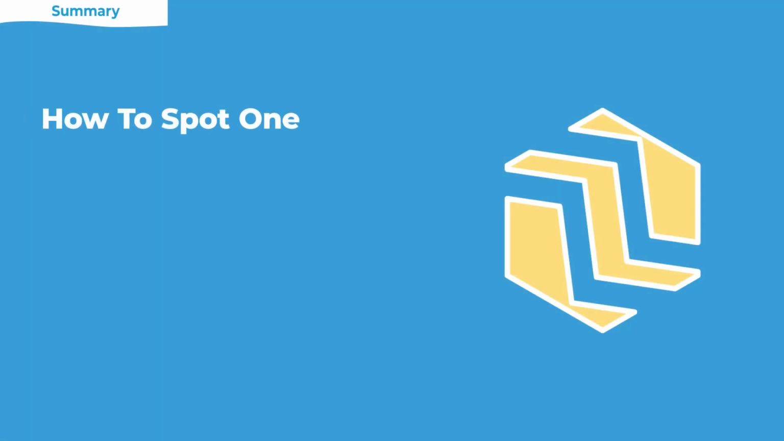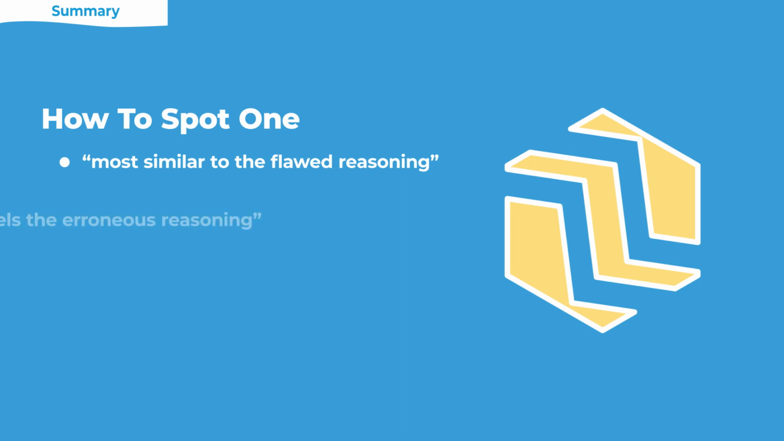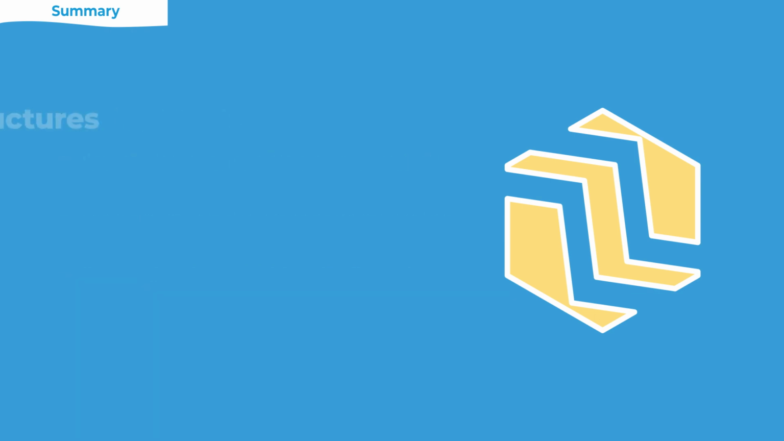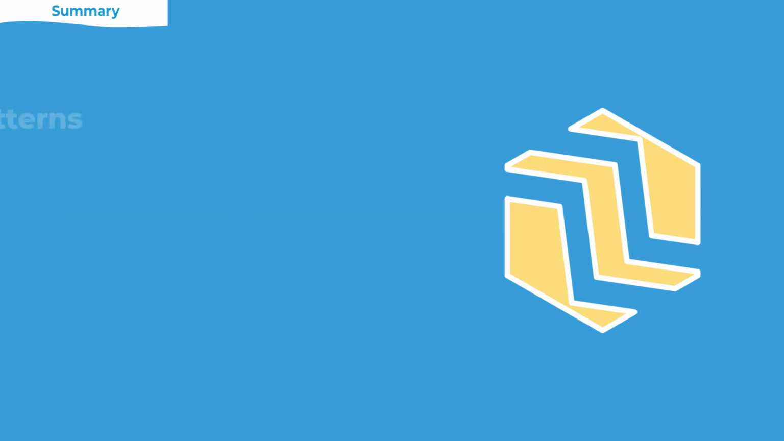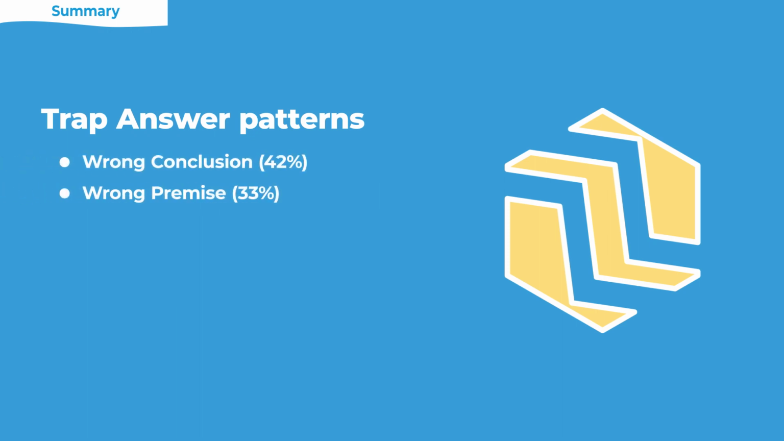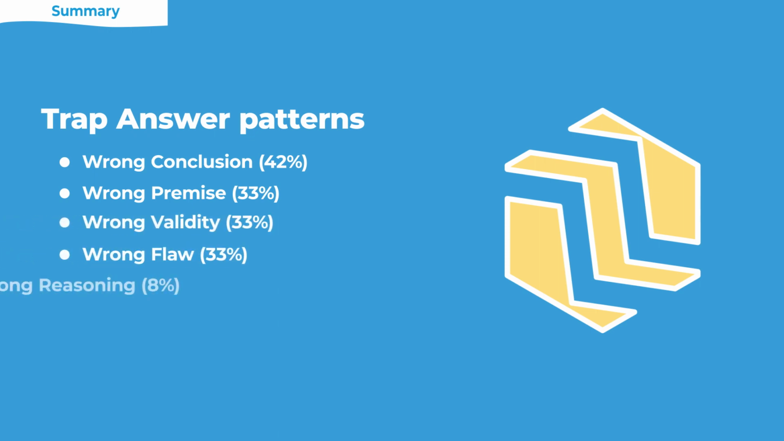In summary, you spot a parallel flaw question with language in the question stem that tells you that you're looking for something that is most similar to the flawed reasoning, or most parallels the erroneous reasoning, or most closely resembles the flawed argument. The reasoning structures that you want to be on the lookout for on parallel flaw questions, 55% of these questions are built with conditional logic, 43% of them are built with comparative reasoning, and 10% of them are built with causal reasoning. The trap answers we want to be on the lookout for are wrong conclusion, wrong premise, having the wrong validity, having the wrong flaw, or has a different type of reasoning.